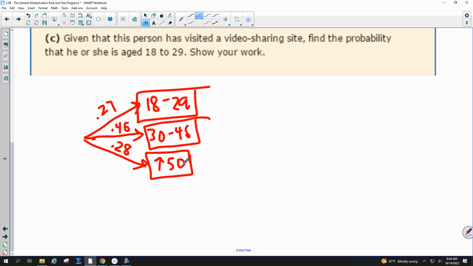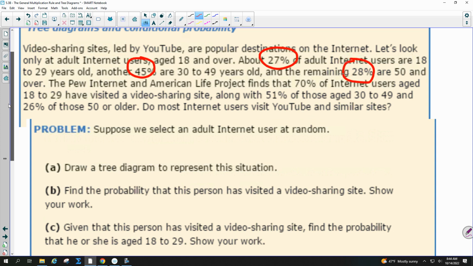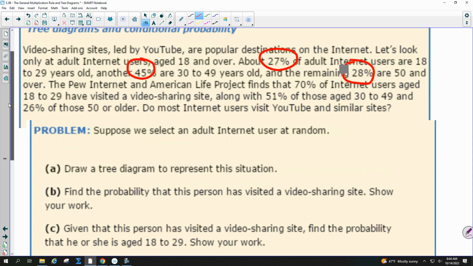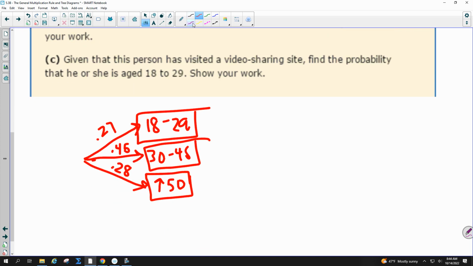From that piece where I split up the age groups, it says that 70% of internet users aged 18 to 29 have visited a video sharing site. How many branches does each of these need? 2. You either visited YouTube or you did not. So of the young people that actually use the internet, 70% have visited. I'll put a V. So what percent have not? 30. No visit.